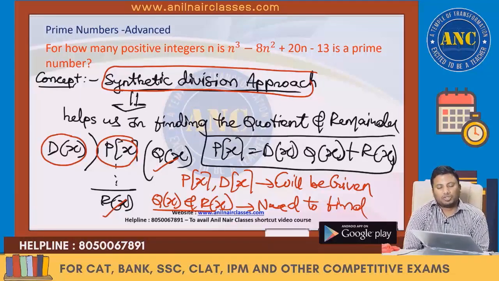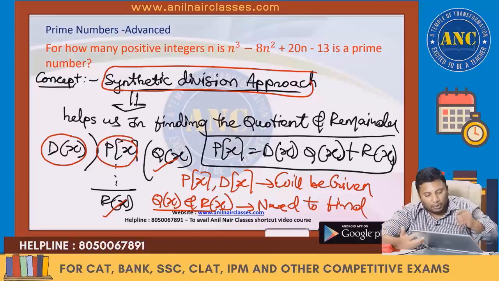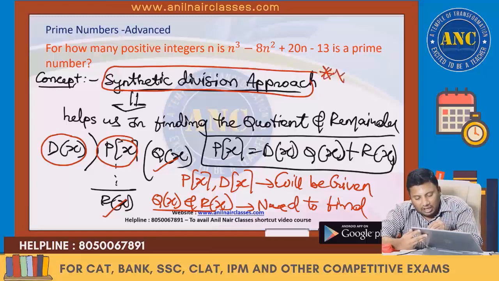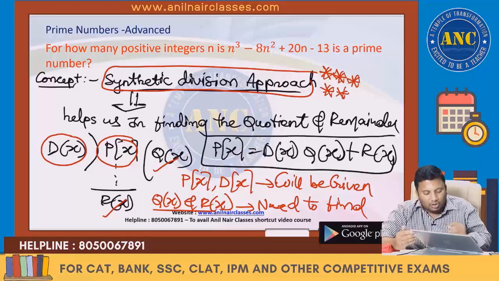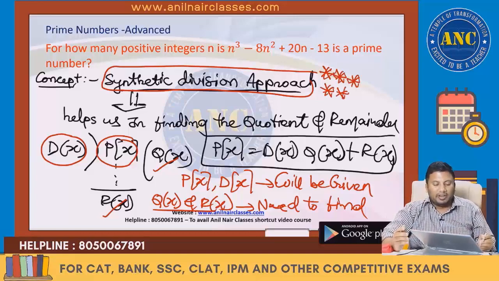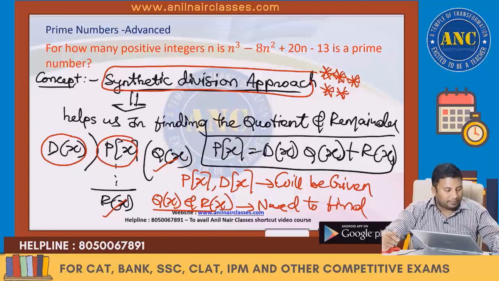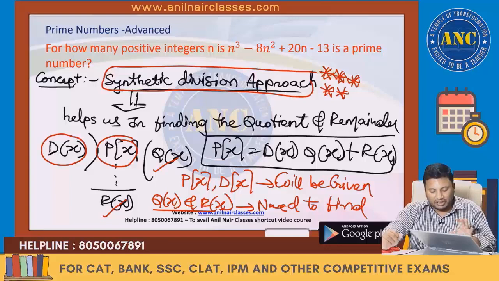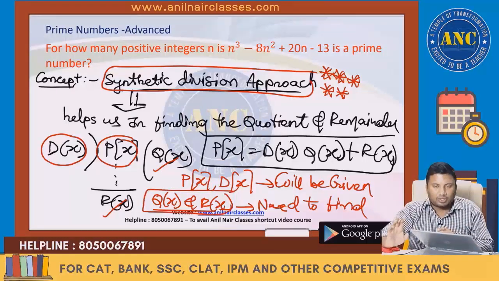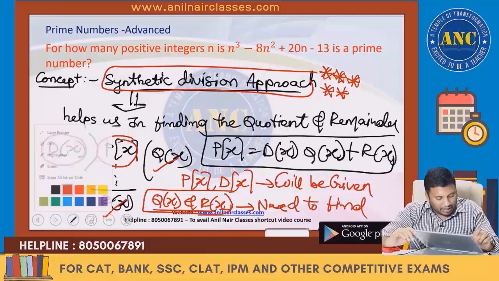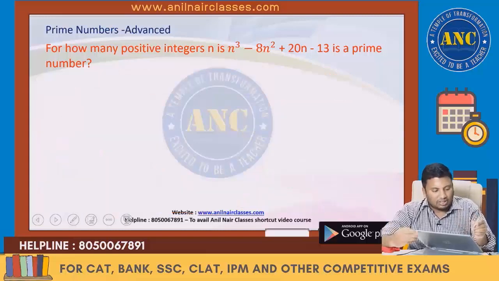Synthetic division approach. This synthetic division approach helps us in finding the quotient and the remainder. Dividend is equivalent to divisor into quotient plus remainder, that is, P of x equals D of x into q of x plus r of x. Q of x and r of x we have to find. How to find them? We will see. Please write down the example, then we will come to this.